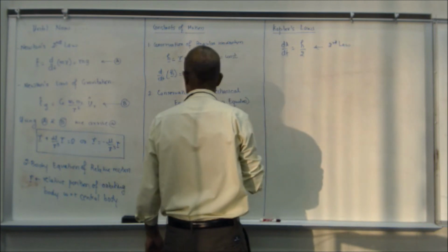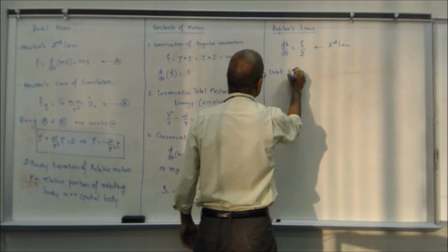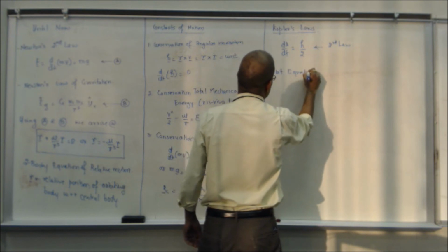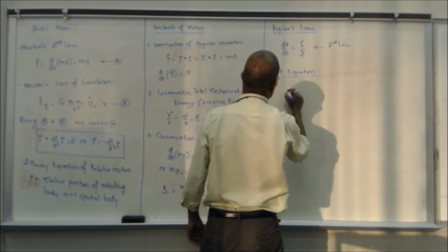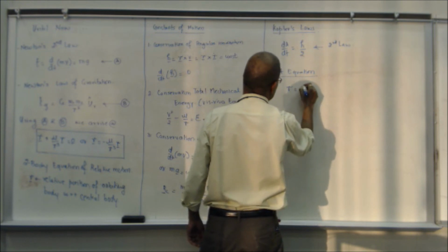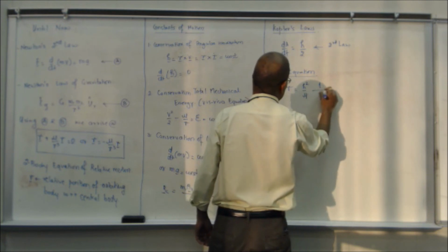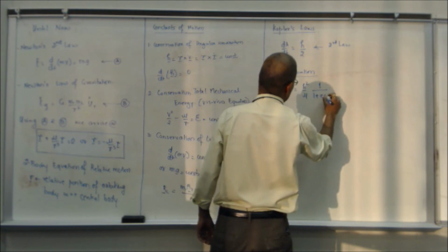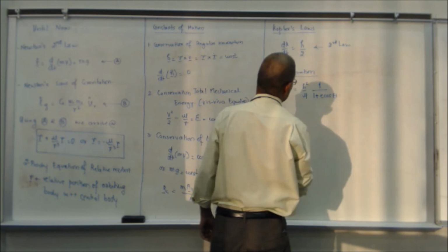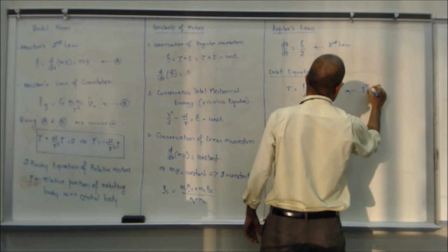And the orbit equation. Remember the orbit equation, which says r is equal to h squared over mu times 1 over 1 plus e cosine theta. And this is the first law, Kepler's first law.